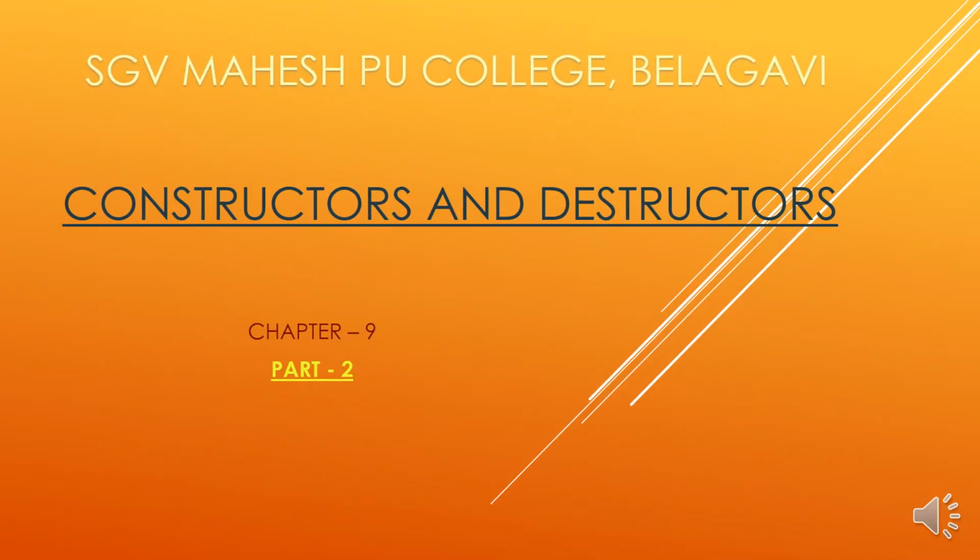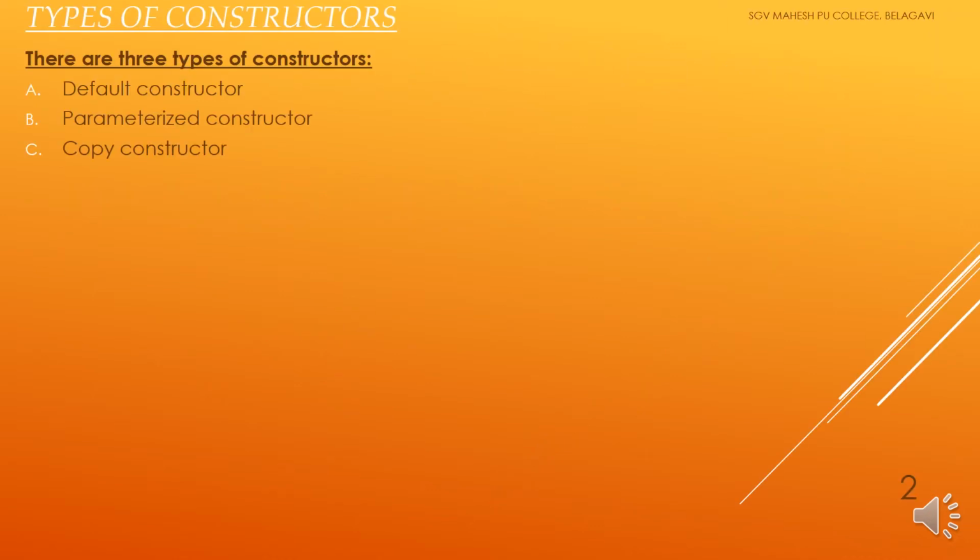Yeah, hello everyone. Let's discuss the further part of chapter constructors and destructors. Let's discuss what are different types of constructors. There are three types of constructors. One is default constructor, second is parameterized constructor, third is copy constructor.